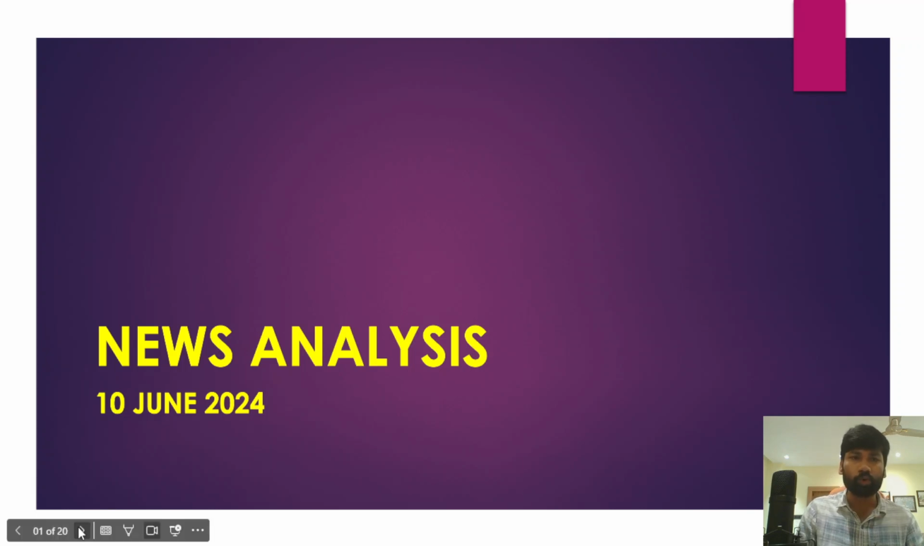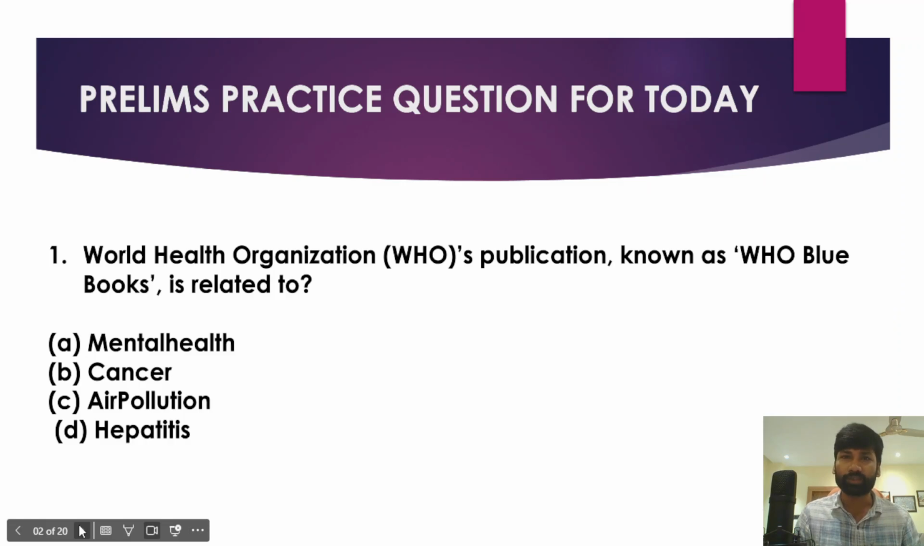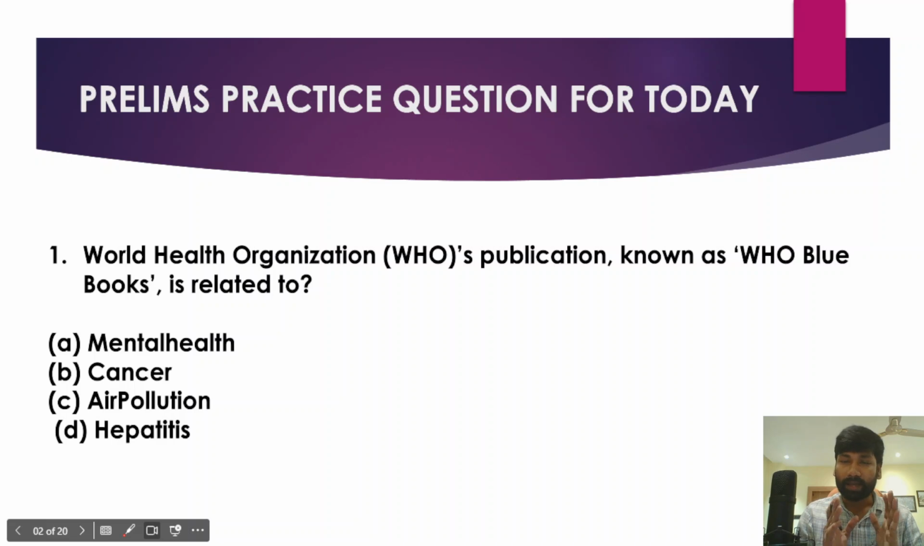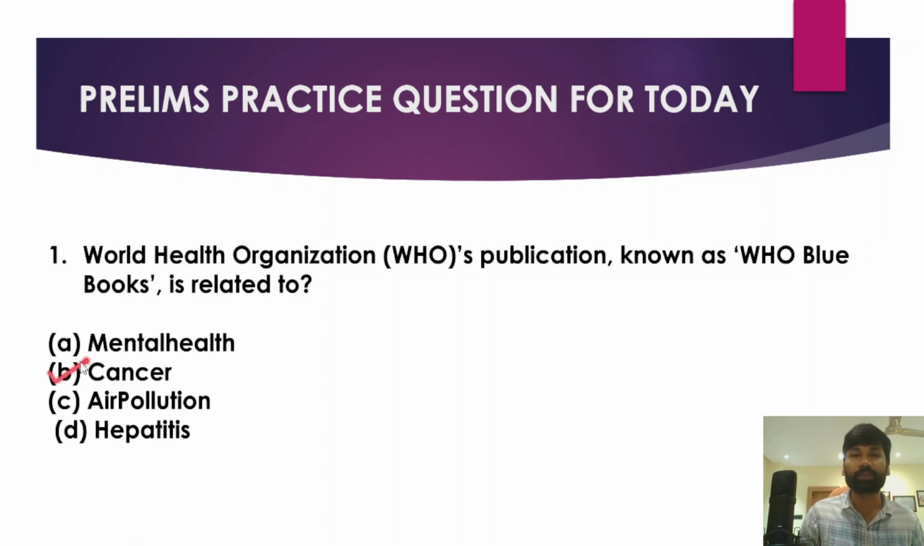Before discussing them, you all knew that I gave one practice question yesterday. The question was, the World Health Organization's publication also known as the World Health Organization Blue Books is related to which of the following? Option A, mental health, option B, cancer, option C, air pollution, and option D, hepatitis. The correct answer for this question is option B. It is with respect to cancer. World Health Organization's blue books are related to cancer, right?